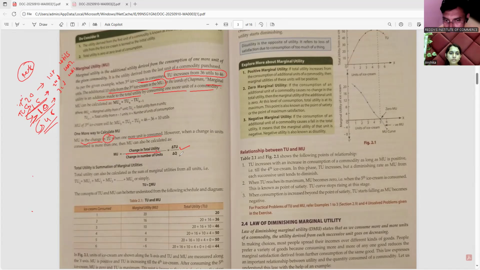Total utility over quantity, you can say in simple terms. Now again, total utility is the summation of marginal utilities. Total utility can be calculated as the sum of marginal utilities from all the units. You can calculate total utility with the help of the marginal utility from the sum of all the units. Let's see how. I hope you understood up to this. Everything is clear, there is no doubt. Now let's see this example. The concept of TU and MU can be better understood from the following schedule and diagram.